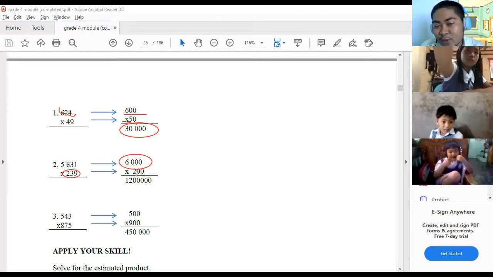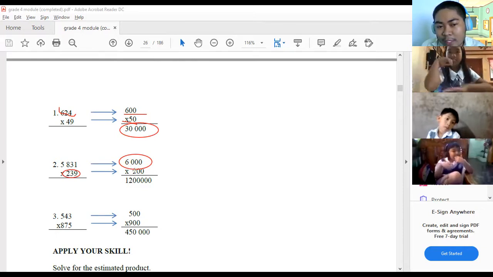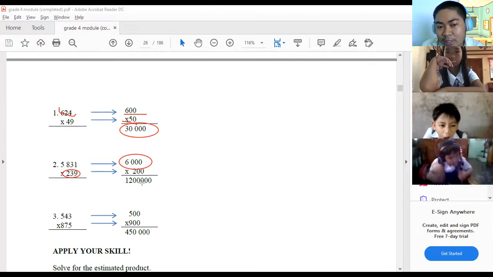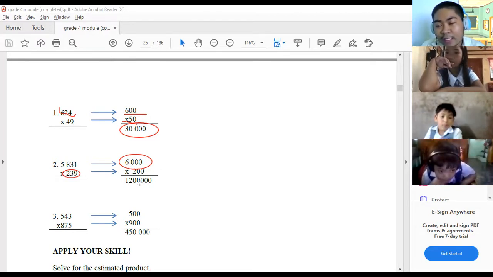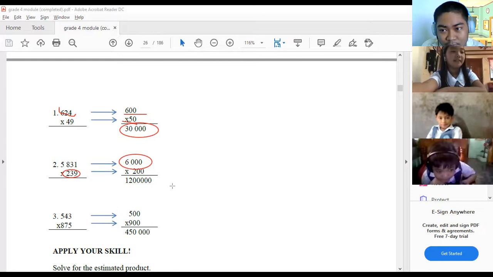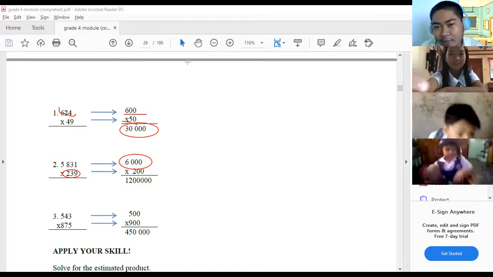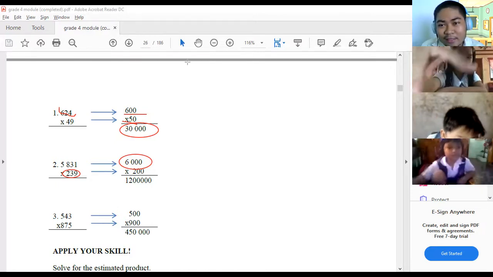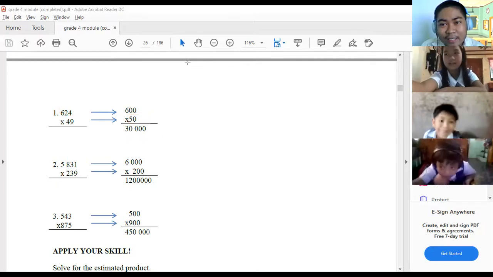So 6 times 2, that would be 12. And then add 5 zeros: 1, 2, 3, 4, 5. That would be 1,200,000. Simple as that, okay? Teacher, there are 2 millions in the complete the table. There are 2 millions. Okay. I didn't notice it yet.